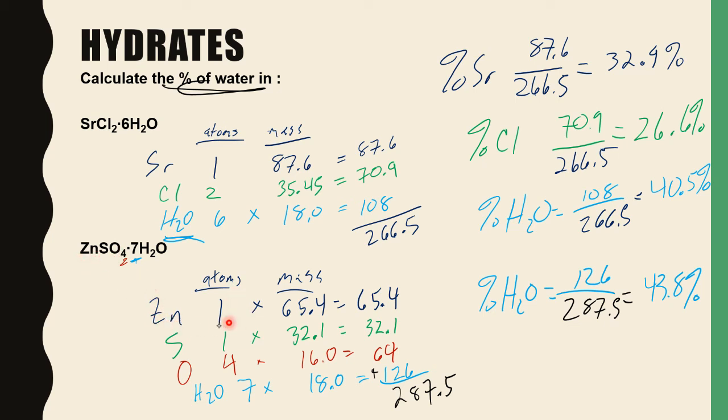So zinc, 1 atom of zinc, 65.4 is the mass. 1 atom of sulfur, 32.1 is the mass. 4 oxygens, 16 is the mass. And then 7 waters. Each water is 18. So 7 times 18 is 126. Add all those up to get a total. The percent water is the amount of water divided by the total. So 126. So just like we were doing with percent, except now we're throwing water in as basically one of the parts of the compound.